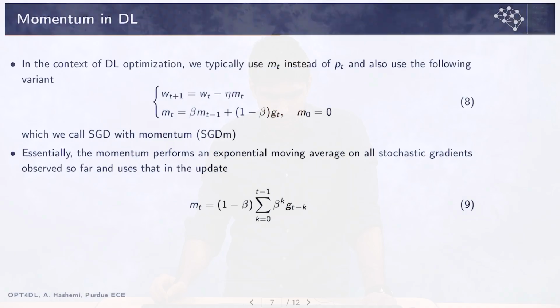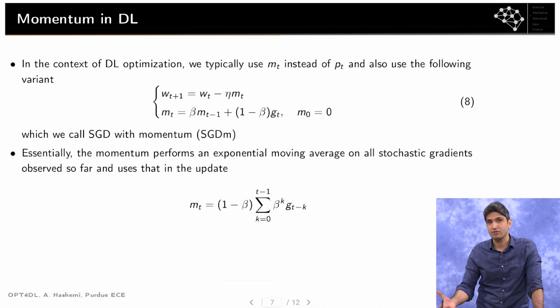Welcome back. So we talked about momentum by taking a physical perspective, and we discussed that momentum could help us to accelerate the convergence, meaning we can find better solutions faster. Now we're going to see how this momentum idea could be utilized in the context of optimization for deep learning.